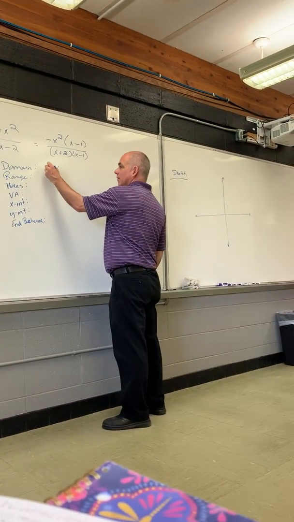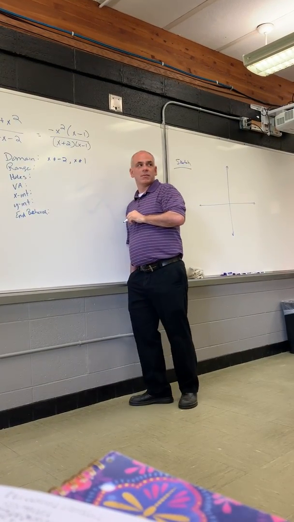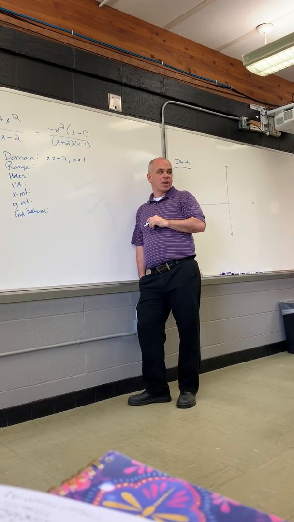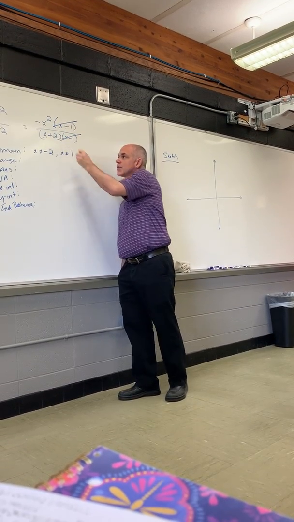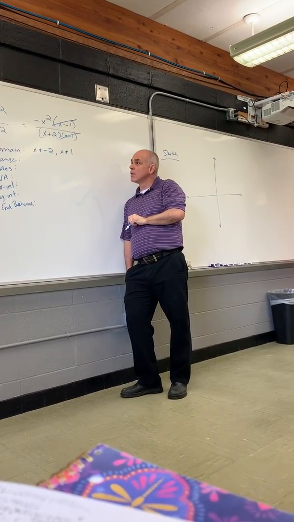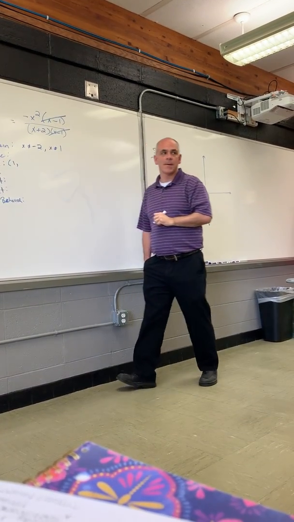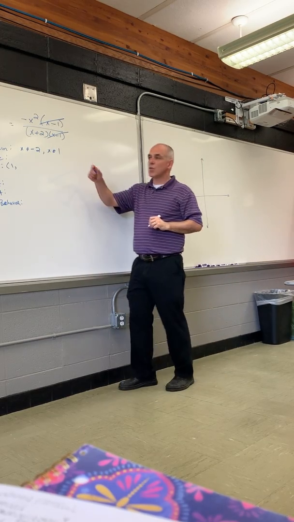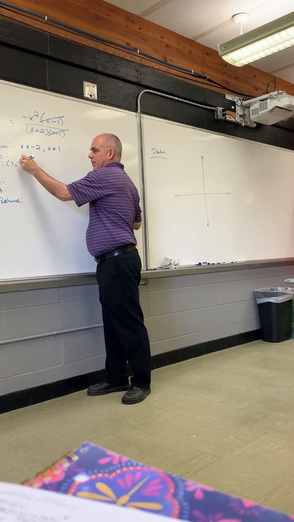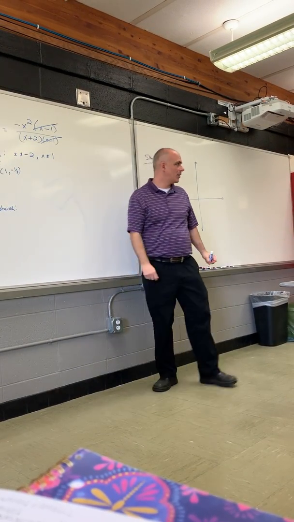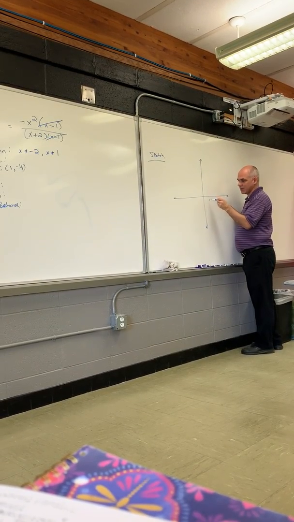Restrict my domain. Can't put in -2. Can't put in 1. The range I have to come back to later. Holes. Look for stuff that you can cancel. Because I canceled that, I know that I have a hole at 1. If I put 1 into what's left, 1 squared is 1, with a negative is -1, 1 and 2 is 3. So at 1 and -1/3. So if I'm here, I go over 1, I go down a third, there's the hole.